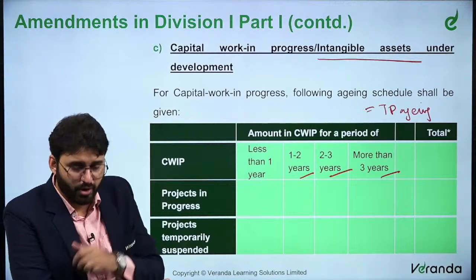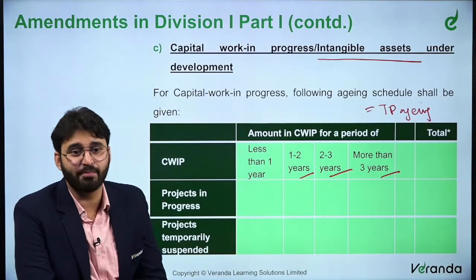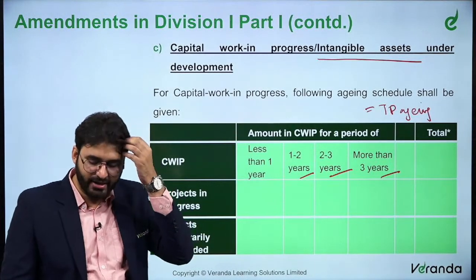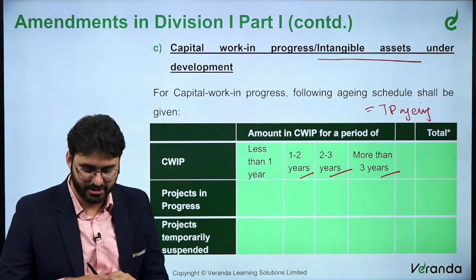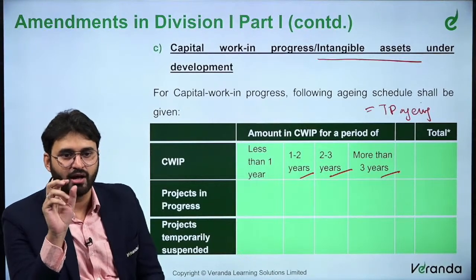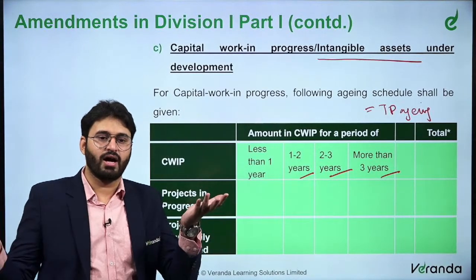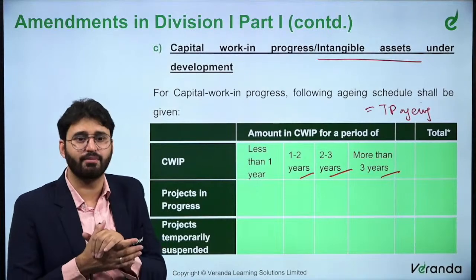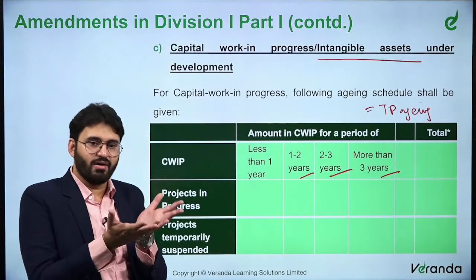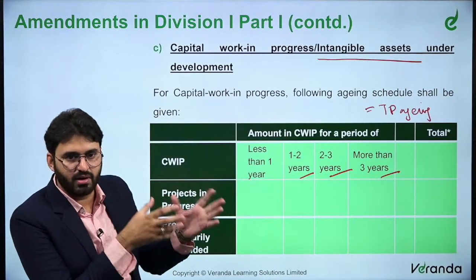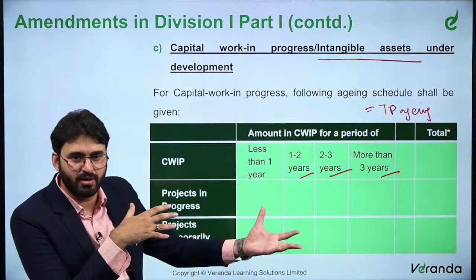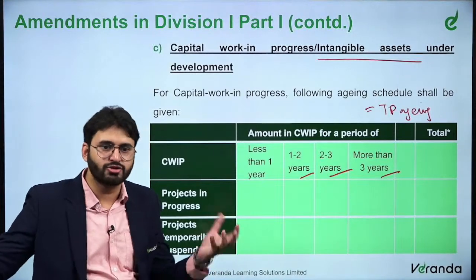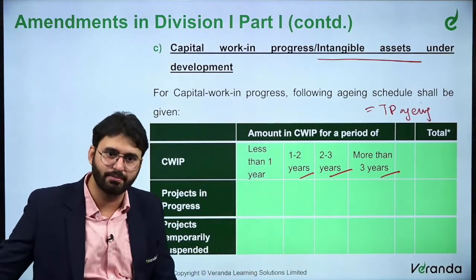So projects in progress and projects that are temporarily suspended. This could be an important case study in the examination. The way this has been structured, the management has to bifurcate the CWIP into multiple projects. What do you mean by project? Project is nowhere defined. That depends upon the nature of operations of the company. Say the company is into real estate. It's constructing a residential plot in, say, place A, and it is constructing a plot in a residential park in place B. So place A could be one project and place B could be another project.